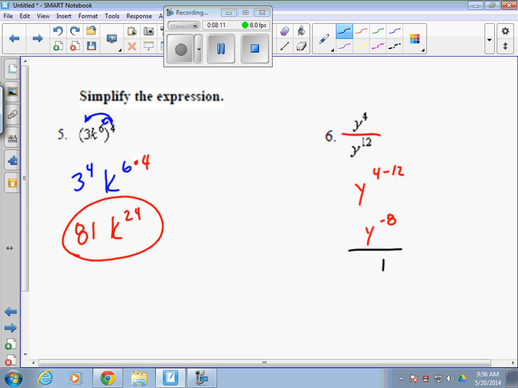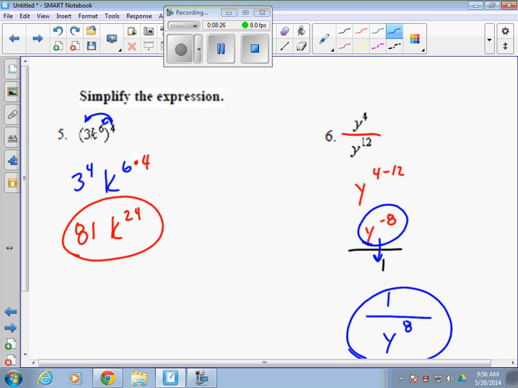Remember, anytime you have a negative exponent, it has to ride the elevator. If it's at the top of the fraction, it's got to go to the bottom. When it goes to the bottom, 1 is left on top. Y to the negative 8 becomes y to the positive 8. 1 over y to the 8th power.